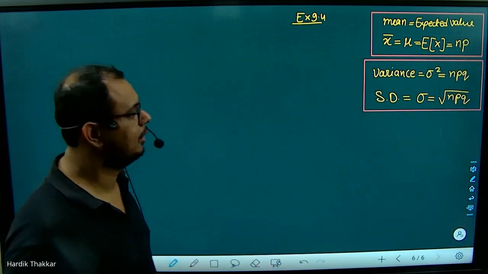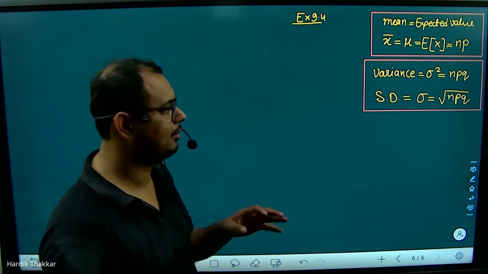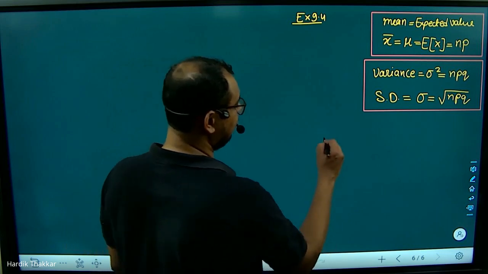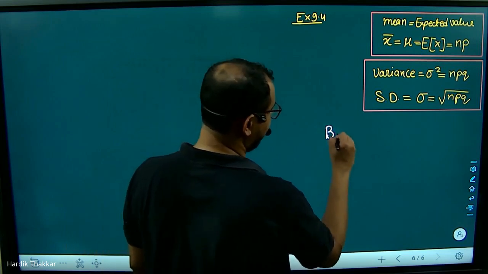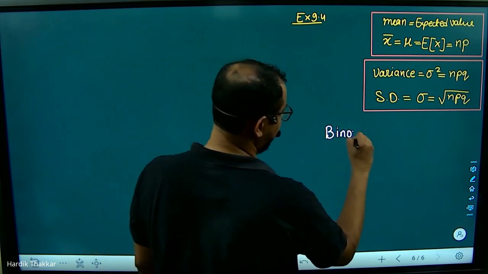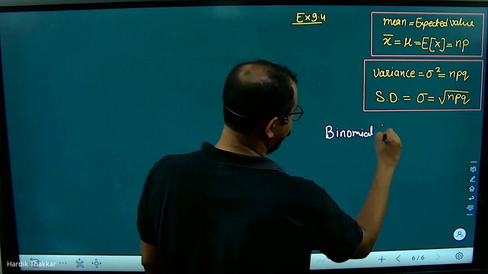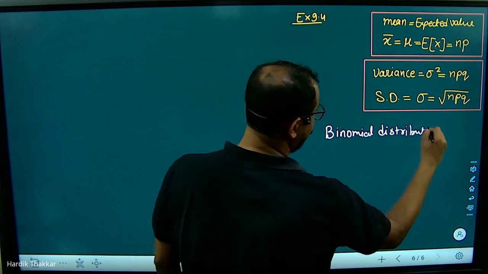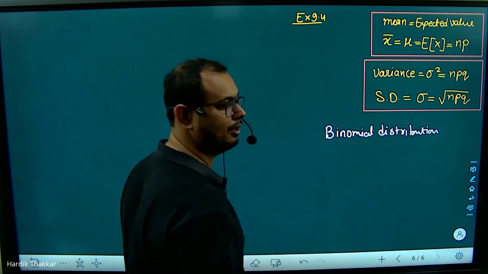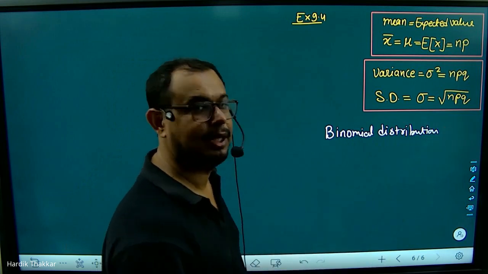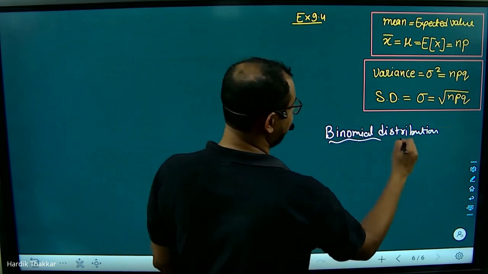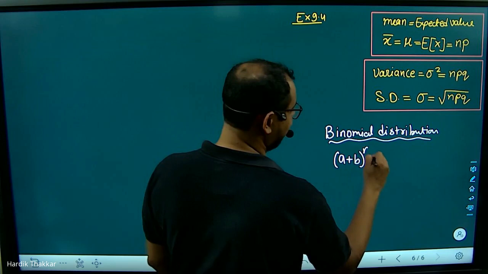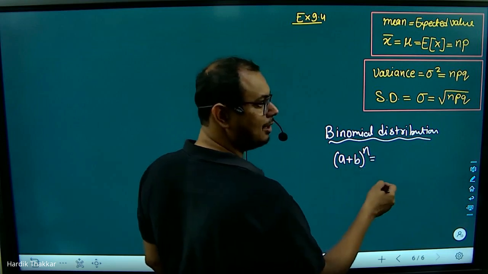Okay, one more thing you must understand. This is mean and this is variance. Some questions ask for binomial distribution. I think this topic was in class 11th in your math syllabus. And the binomial distribution is basically the expansion of a plus b whole raised to power n. So it has a certain expansion.